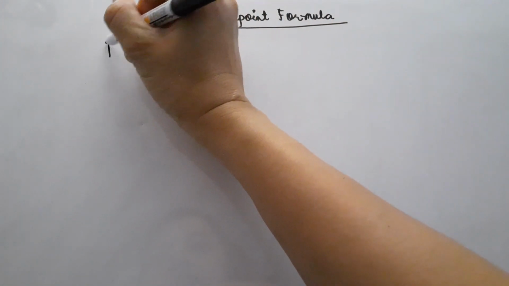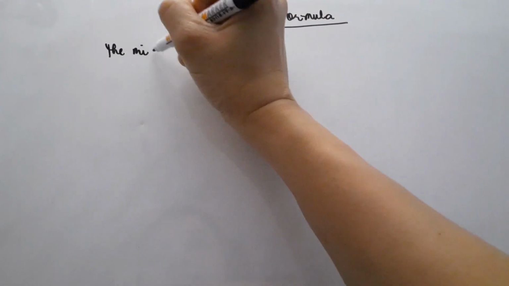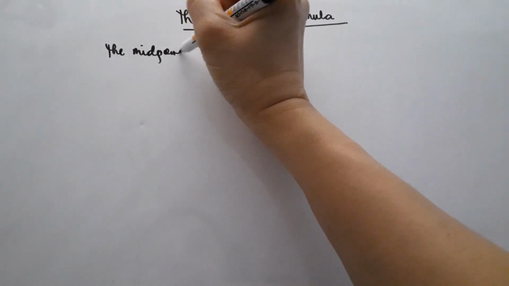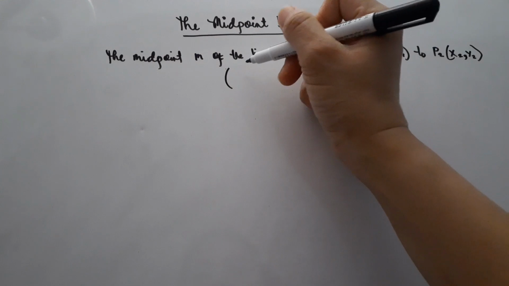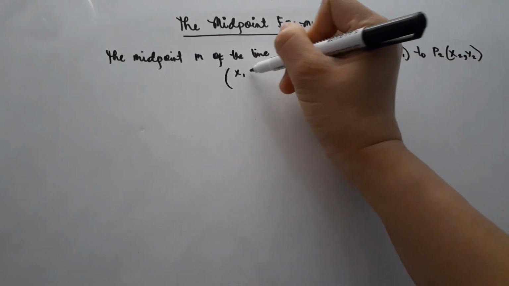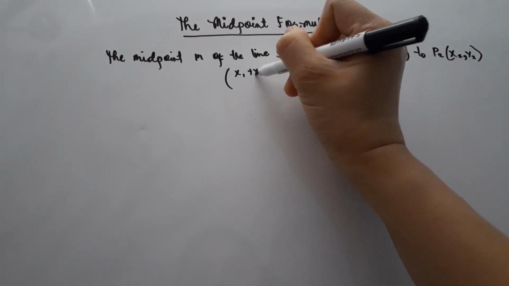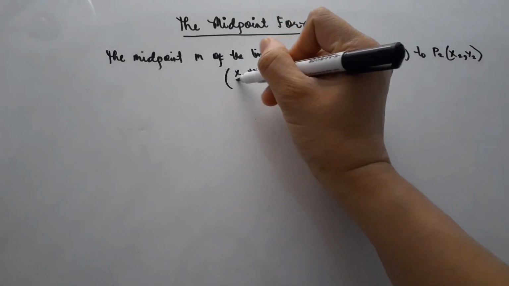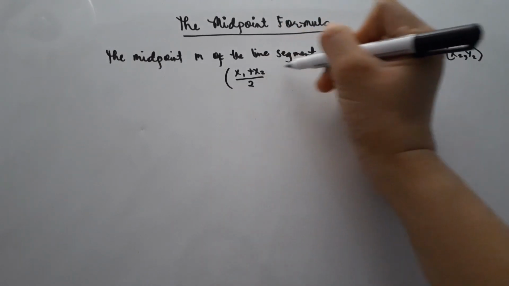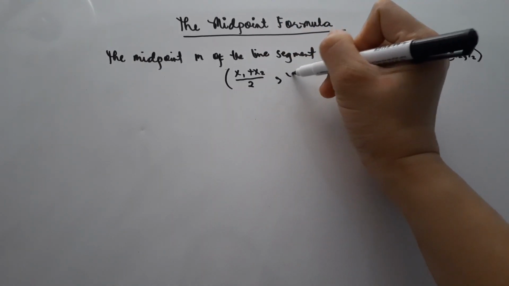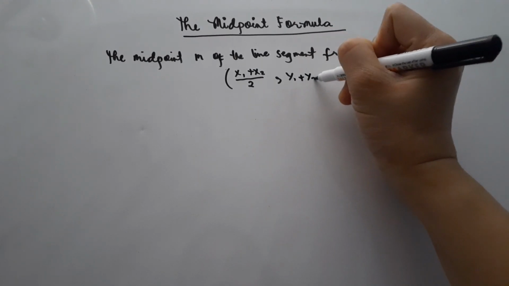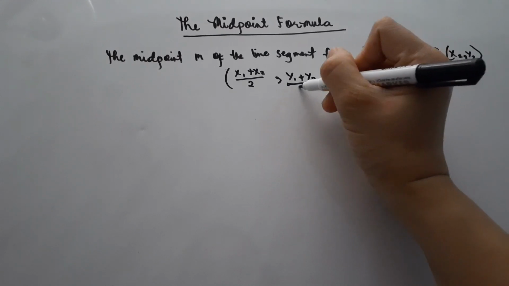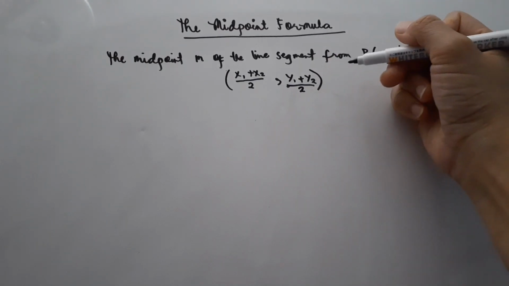Hello everyone, today we're going to talk about the midpoint formula. In finding the midpoint between the line segment from point 1 to point 2, the midpoint formula is given by the quantity of x sub 1 added to x sub 2 and then divided by 2, and y sub 1 added to y sub 2 and divided by 2.